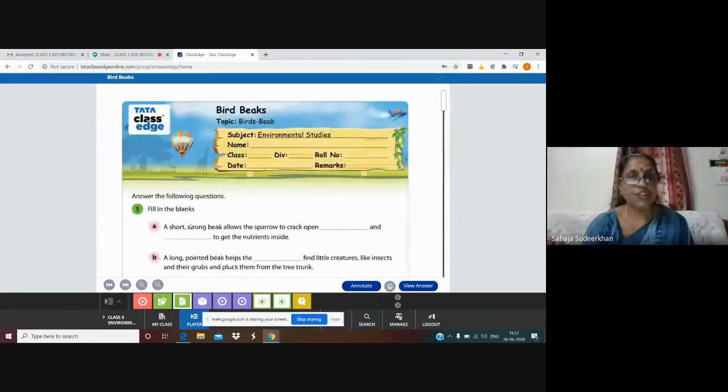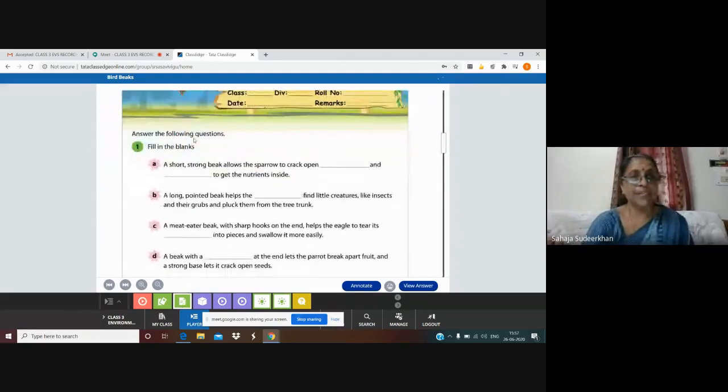Now, this is for filling the blanks. Answer the following questions. A short, strong beak allows the sparrow to crack open. They like to eat nuts and seeds. Okay, so we can write here nuts and yes, seeds, to get the nutrients inside.